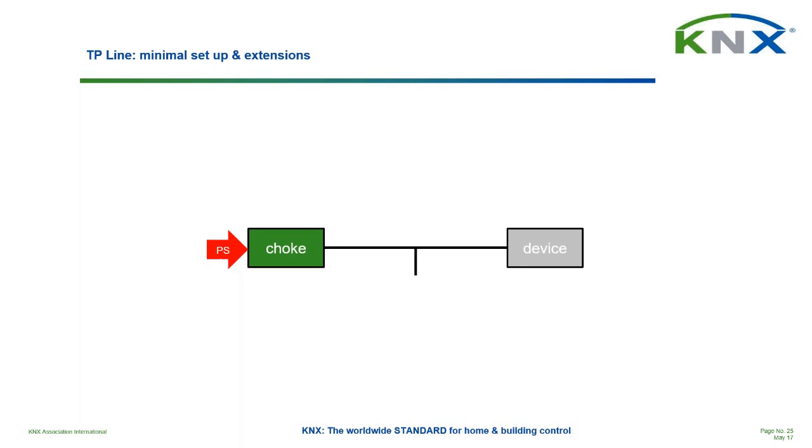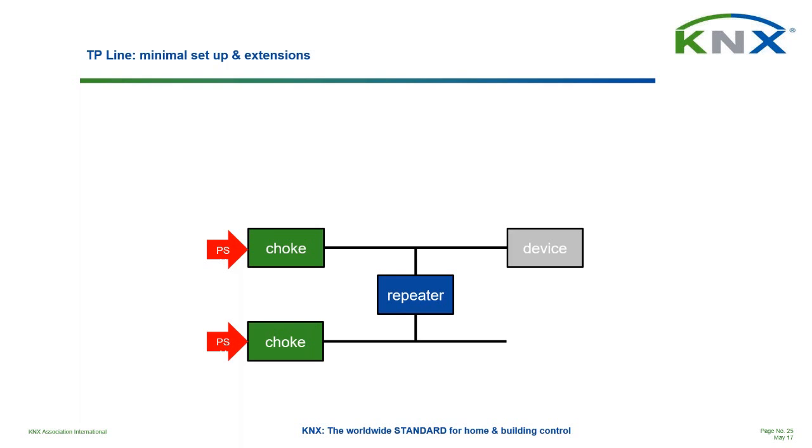If we want to extend this line, then we can do this as follows. We need to use, first of all, a repeater, and then we have added another segment. However, this is not good enough because it also needs to be foreseen of a choke and a power supply.